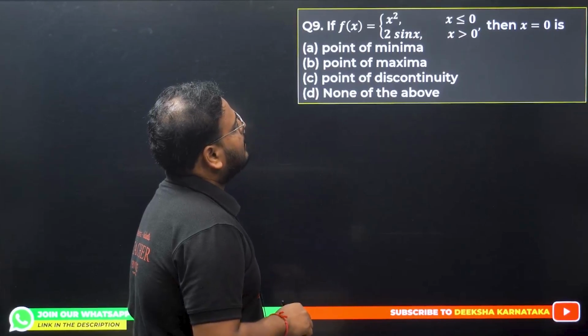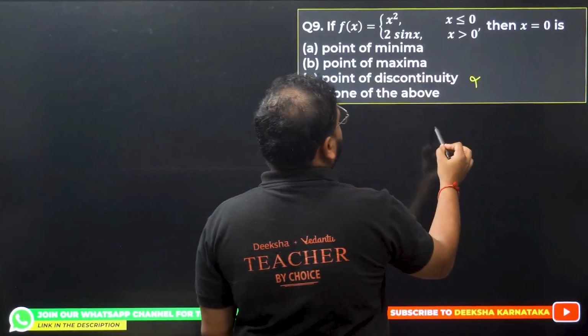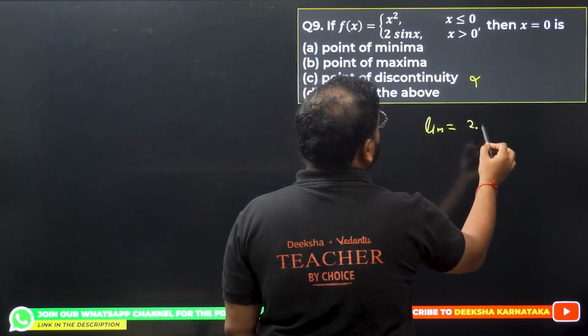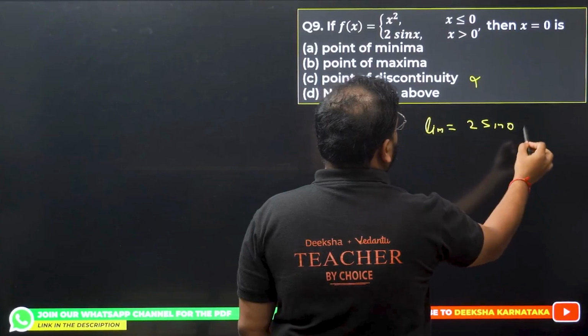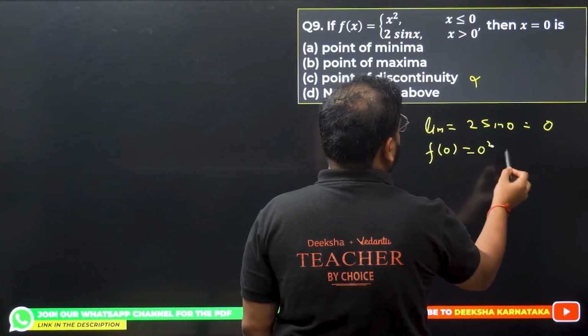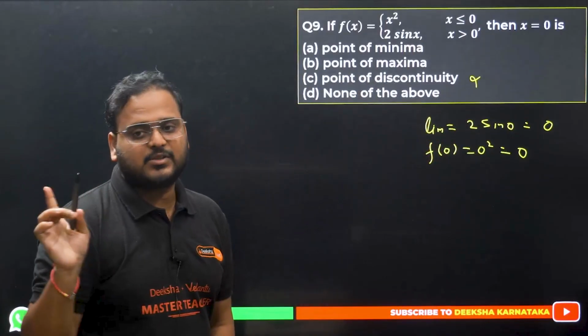Discontinuous? No, this is wrong, right? It's a continuous function. If you put the limit, what is the limit value going to be? The limit value is going to be 2 sin 0, right? You'll have the answer as 0 only. And the function value at 0 is nothing but 0 square, 0 only. So it is continuous. This option is wrong. Option C is wrong.